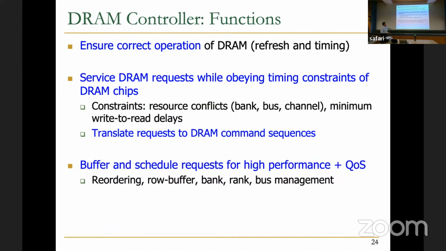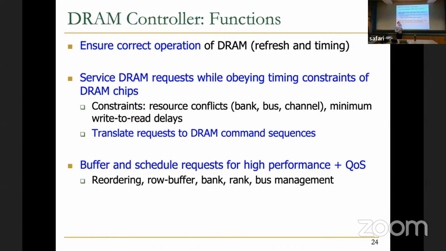Also, it needs to buffer and schedule requests for high performance and quality of service. This is also a correctness aspect, actually, but there's also a performance aspect so that in order to service things relatively fast, you need to buffer things. And once you start buffering things, you need to think about how you order things inside that buffer. Because memory is slow, CPUs are fast. You can think of the CPUs as generating things, let's say every nanosecond. Memory is responding every 100 nanoseconds. Think of it that way.